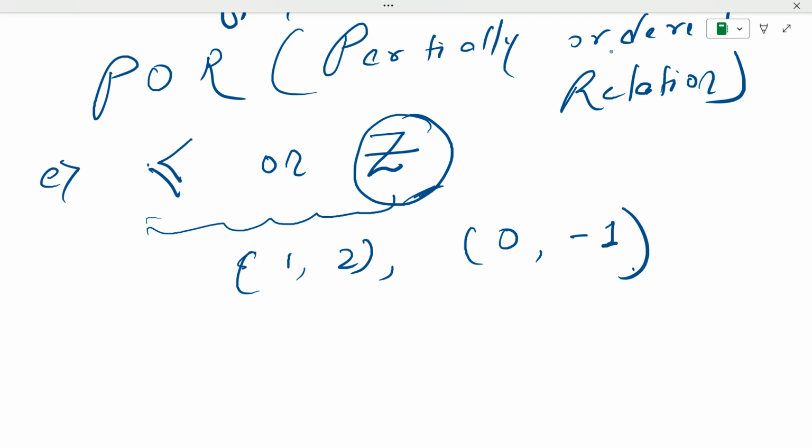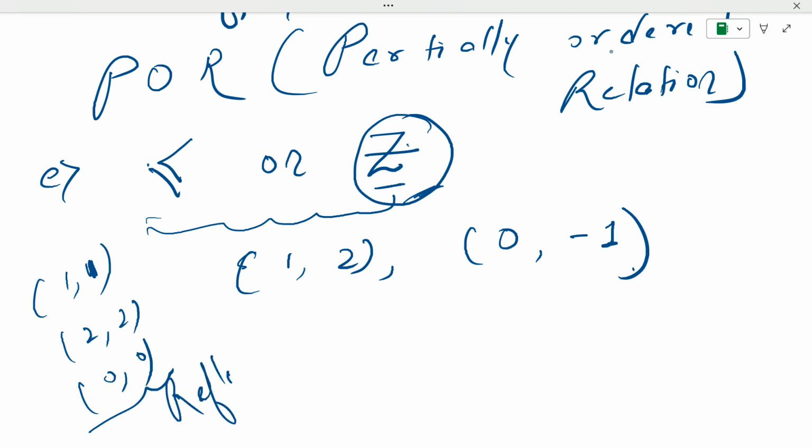If we define something like (1,1), (2,2) or (0,0) inside this Z, this is our relation, so this is reflexive. So we can say that yes, it includes the reflexive part. Now second is antisymmetric. What does antisymmetric mean?